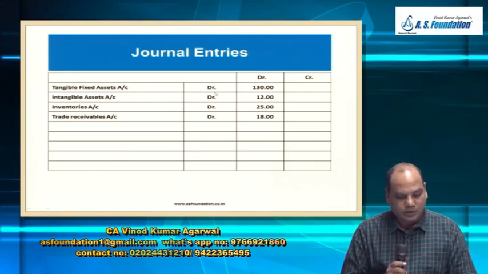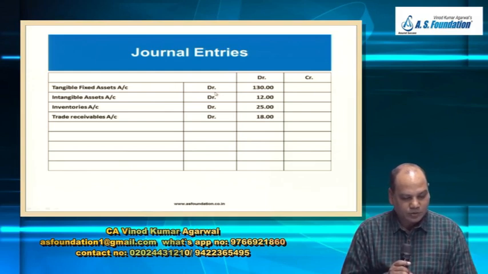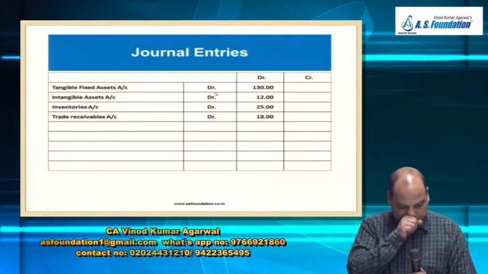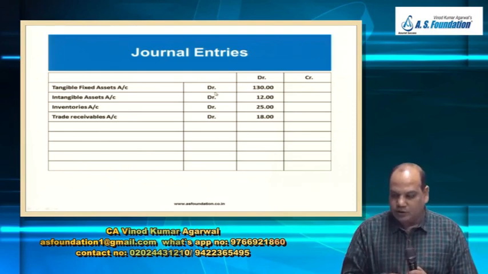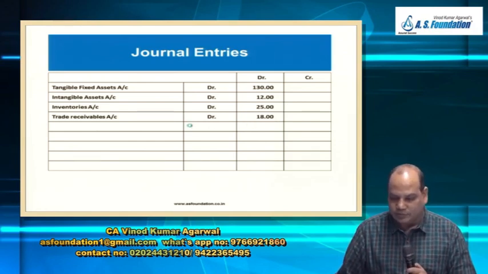Intangible asset account debit 12. Inventories account debit 25. Trade receivable 18, excluding the amount due from this company. That other amount will settle separately.